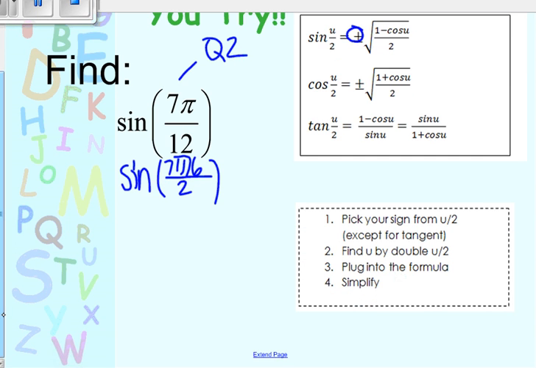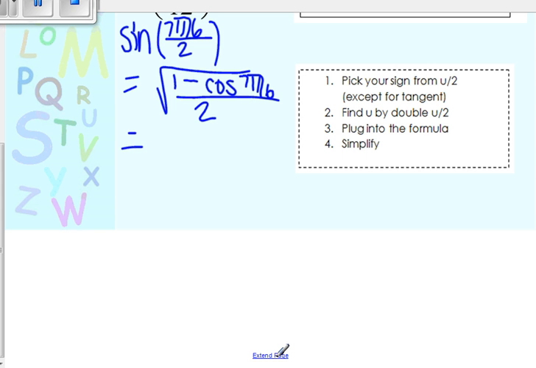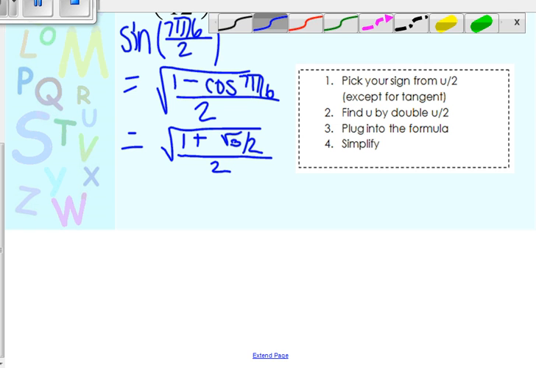So we're going to take the square root of 1 minus the cosine of 7 pi over 6, and we're going to divide it by 2. Remember, 7 pi over 6 is in the third quadrant, so it's negative, so that's actually going to become a plus because a negative times a negative is positive, and then it's still the square root of 3 over 2, and then divided by 2.